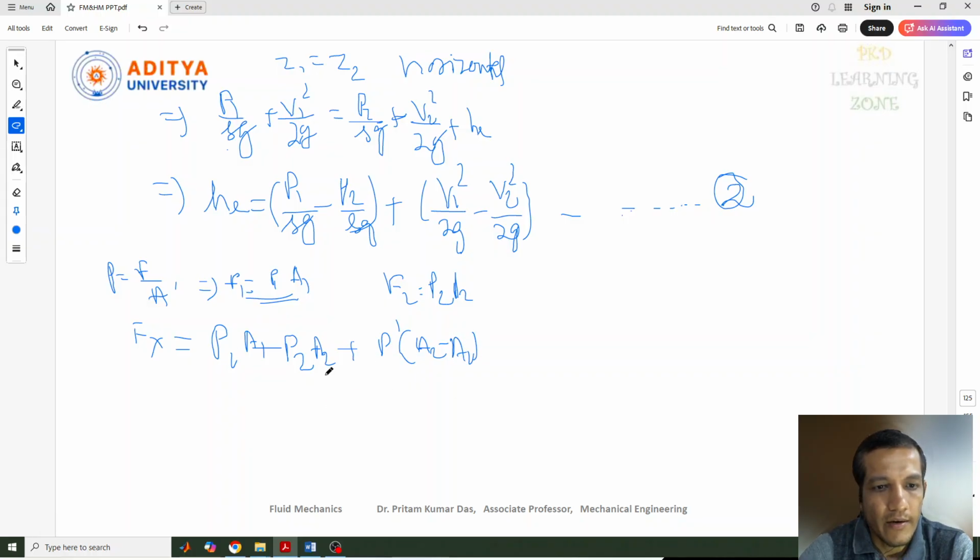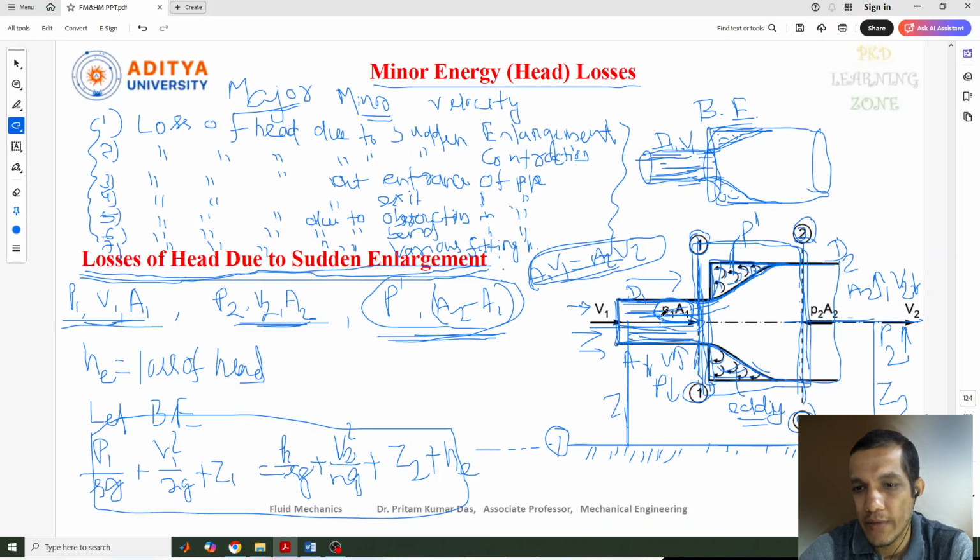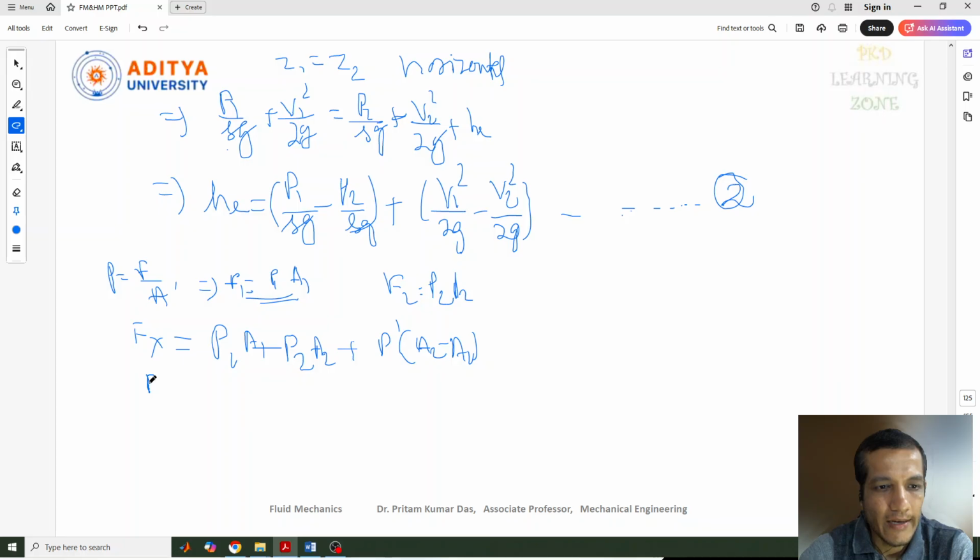Now the P dash value and the P1 value, both pressure intensities, are the same. You may ask, just now you told us that if the area and velocities change, the pressure also changes. Yes, that is correct. But the change happens fully at this point, where the area has fully changed. So experimentally it was found that the P dash value and the P1 value are the same.